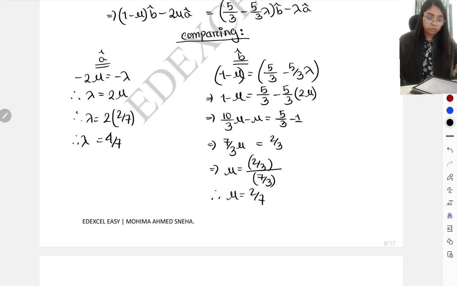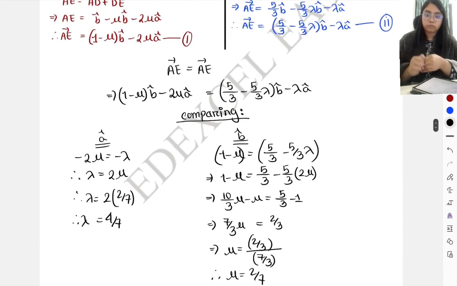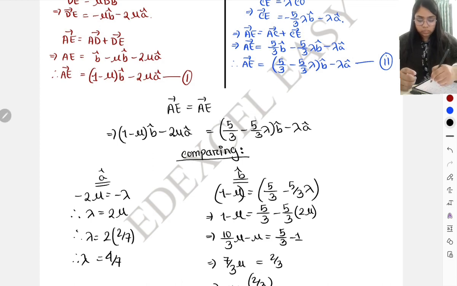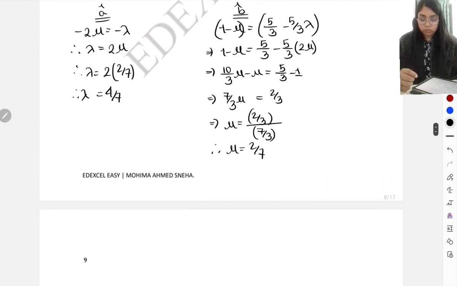But the problem is the question over here was not asking about lambda and mu. The question was asking to find out the length of AE in terms of A and B only, right? So since we already have the value for lambda and mu, we can just use those values and input them in either of the equations 1 and 2 for AE and find out the final value for AE. I'm going to choose this equation 1 over here, 1 minus mu B minus 2B, because it's less complicated.